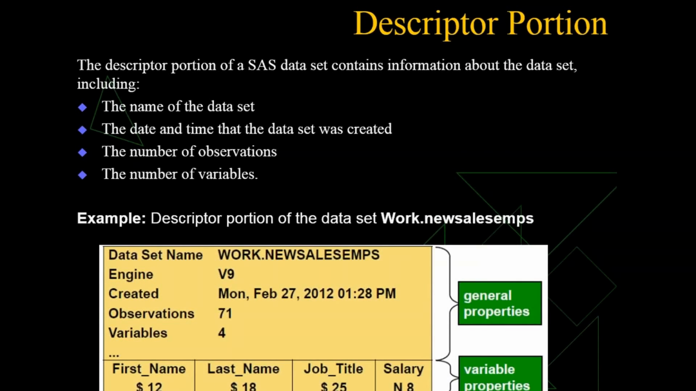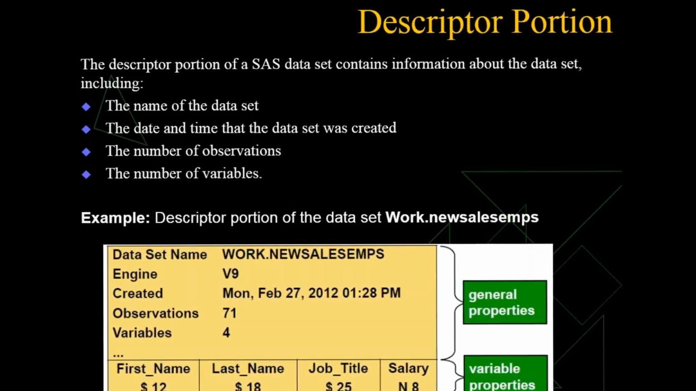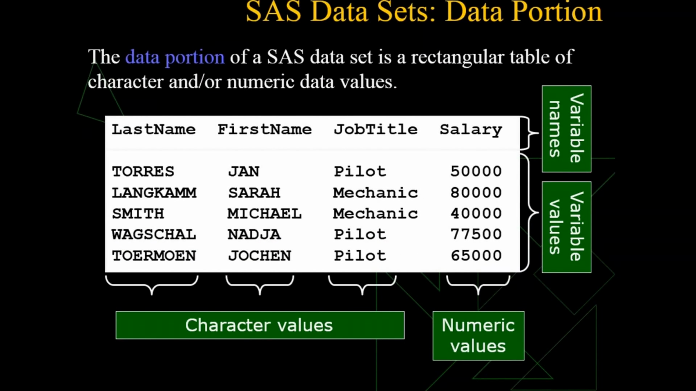Description portion means the name of the dataset, the date and time when the dataset was created, number of observations, number of variables. These will come into the SAS dataset property. Now data portion, the data which is available inside the file. Here when I see my data portion, I can see 1, 2, 3, 4 variables. Each column is called one variable. So 4 variables are there, and 1, 2, 3, 4, 5, 5 observations. 4 variables, 5 observations.